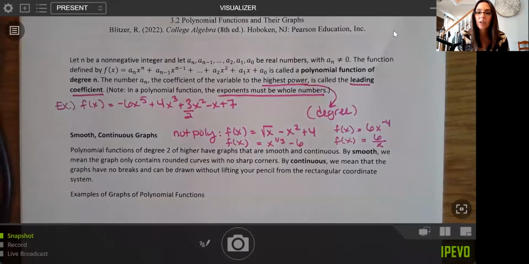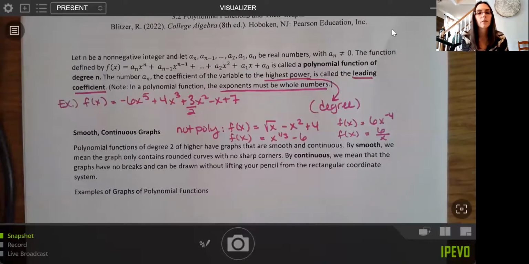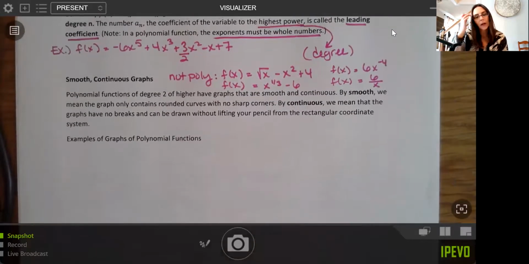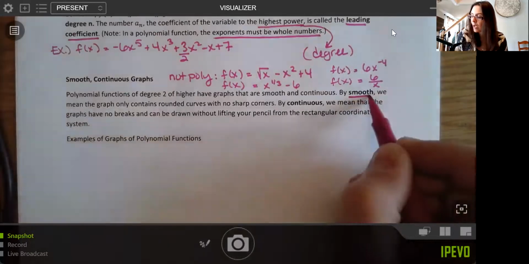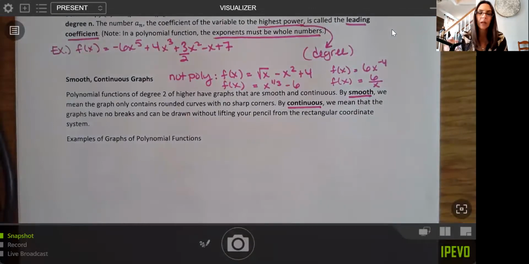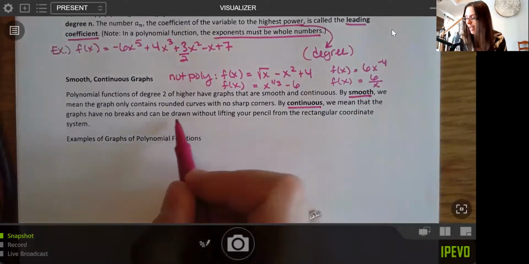So your polynomial function is really sort of like the next nicest function. We kind of have the linear as the easiest ones, then our quadratics, which have the squares, and then the next kind of nicest function are your polynomial functions. Now, with graphs of polynomial functions, if they have degree 2 or higher, they are smooth and continuous. So by smooth, we mean that the graph only has rounded curves, no sharp corners. And by continuous, we mean that there are no breaks, no holes, no gaps, nothing like that. And the big thing is that you can draw it without lifting your pencil.